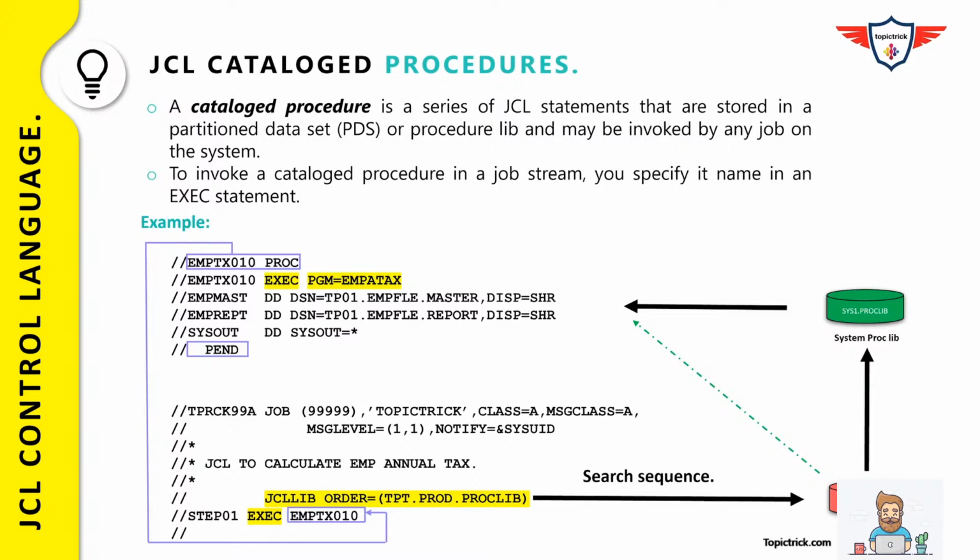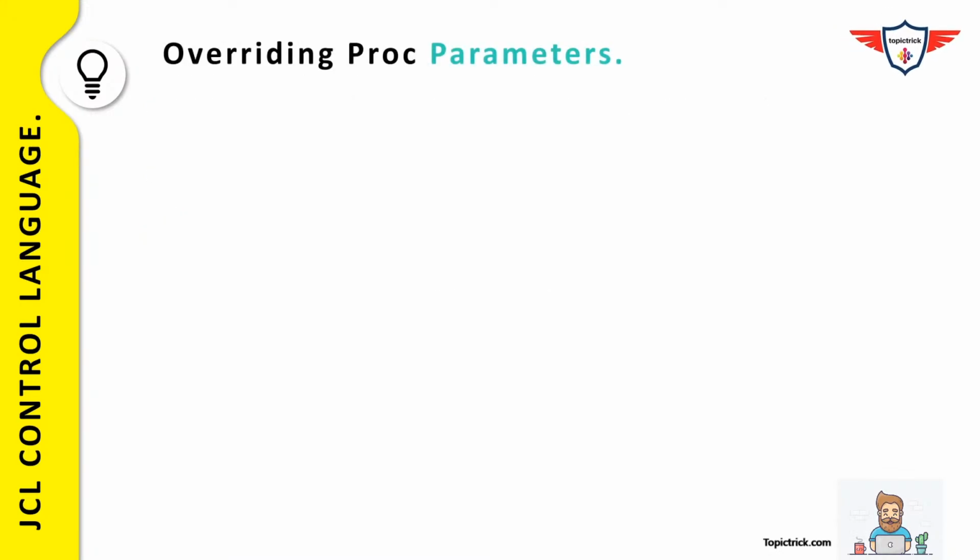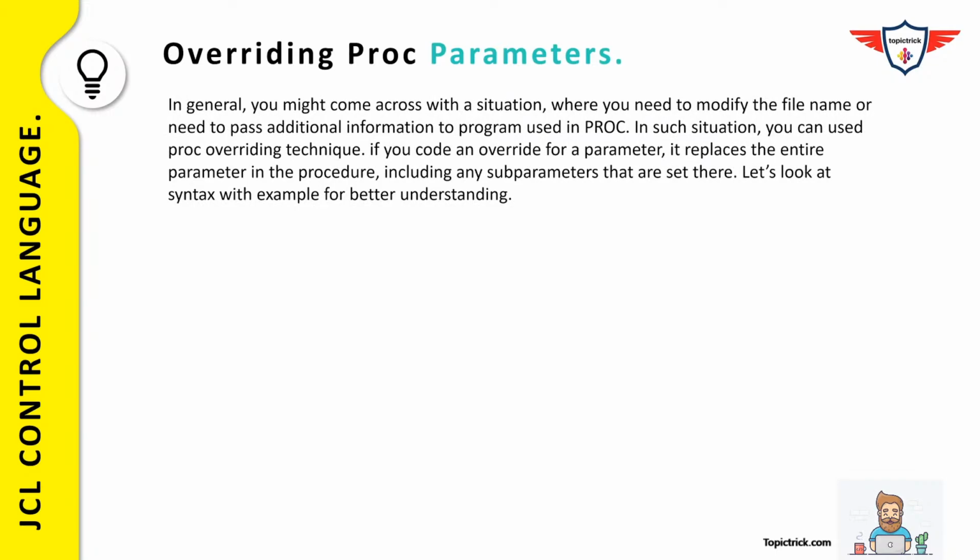Now let's talk about two important topics. First one is how to override different parameters in a proc, and second one is symbolic parameters. Before we discuss symbolic parameters, let's try to understand how to override different parameters in a proc. In general, you might have come across a situation where you need to modify the file name or you need to pass any additional information to the program which is used in a proc or a procedure. In such a situation, you have two options. First one is you go back and change your proc or your JCL. And the second option is you can use the proc overriding technique.